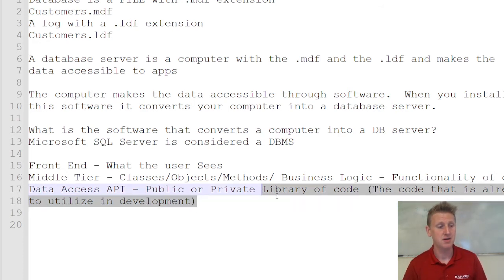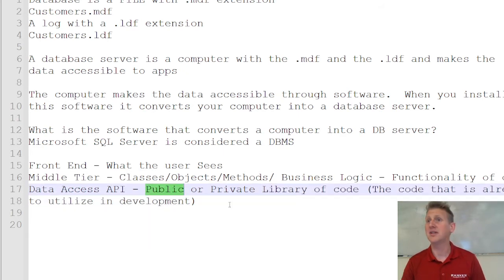Sometimes you develop a library of code and make that accessible publicly. For example, Vinny correctly used the term API this morning. He said, hey, for my final project, it would be easier if I could just use an API that already exists that provides access to data.